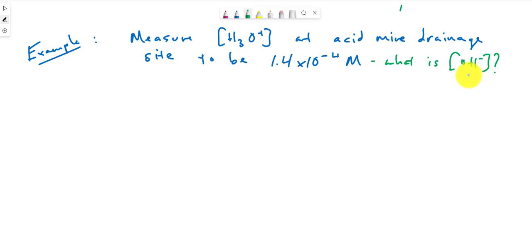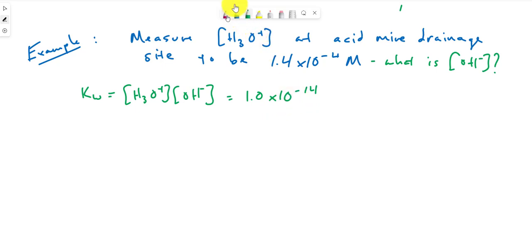Well, yeah, because we know that Kw is always true. It has to be true. So let's start by writing up what Kw is. So Kw is the product of the concentrations of hydronium and hydroxide, always going to be true, and it's always at 25C going to be equal to 1 times 10 to the minus 14. What we're figuring out from this example is that the strong acid from this acid mine drainage is making the hydronium ion concentration quite a bit higher.